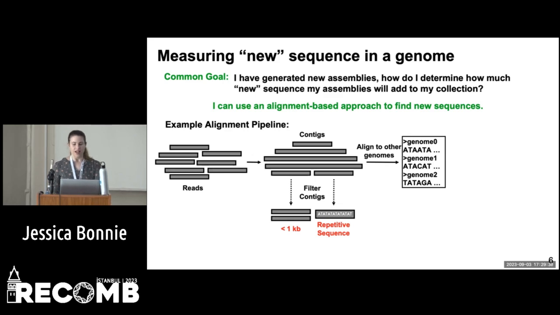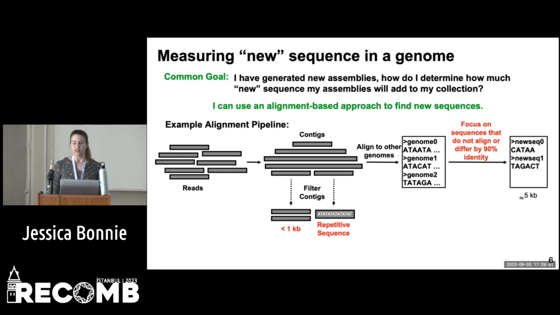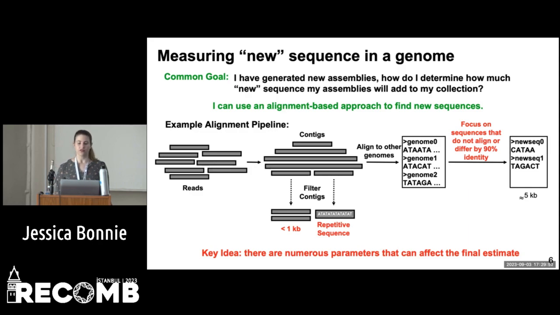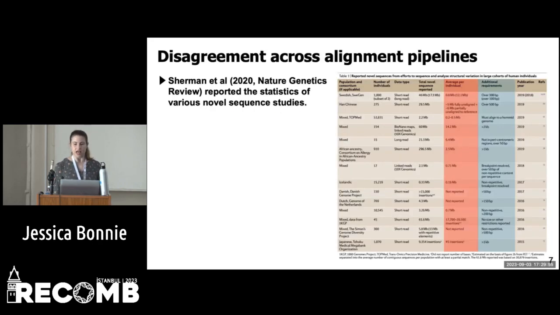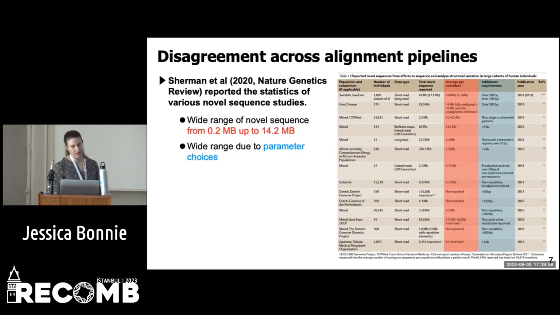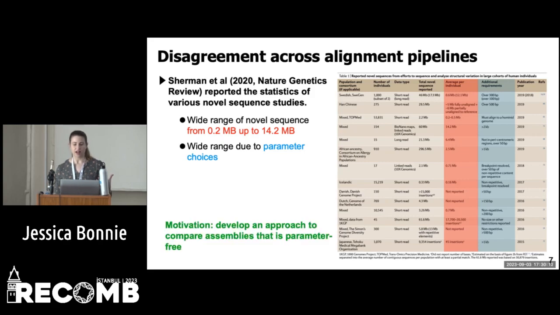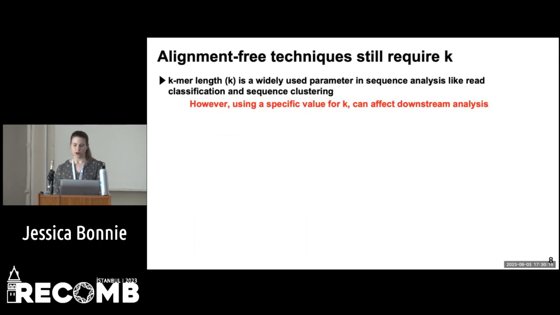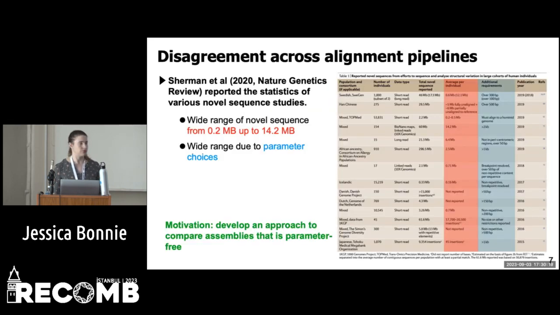So, over the course of this process, there are several points at which independent decisions must be made that may affect what sequence makes it to the end, to be identified as novel. When Sherman et al. published a review of reported novel sequence findings across an array of human population studies, they found an extremely wide range of per individual sequence discovery. Not all of this difference can be explained by the diversity of the target populations. Each study team made their own decisions and threshold selections along the alignment pipeline, and as a result, it's difficult to interpret and compare the amount of novel sequence reported.